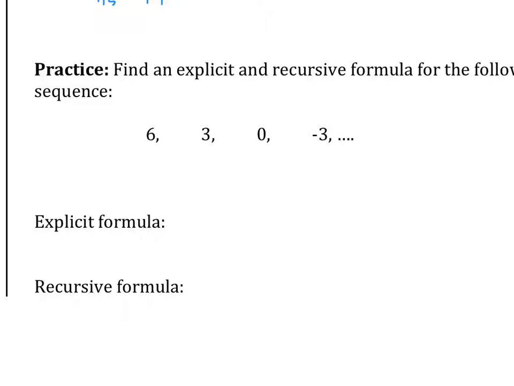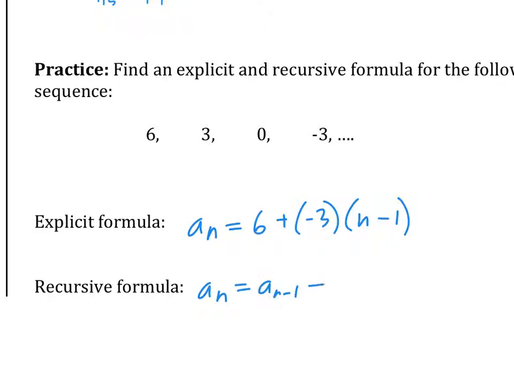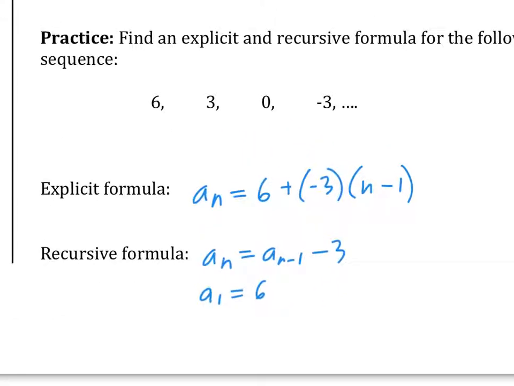Just write the explicit and recursive formula. All right, let's start with Mark. What is the explicit formula? An equals 6 plus -3 times n minus 1. Good. Blake, what is the recursive formula? An equals An minus 1 and then minus 3. Good. And then A1 equals 6. So make sure you have both parts. Okay, next.